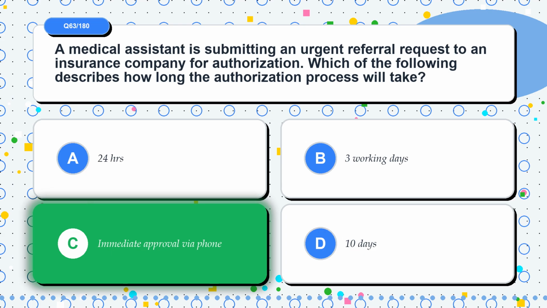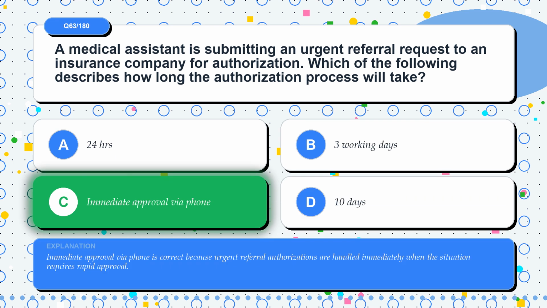The correct answer is option C. Immediate approval via phone. Immediate approval via phone is correct because urgent referral authorizations are handled immediately when the situation requires rapid approval.